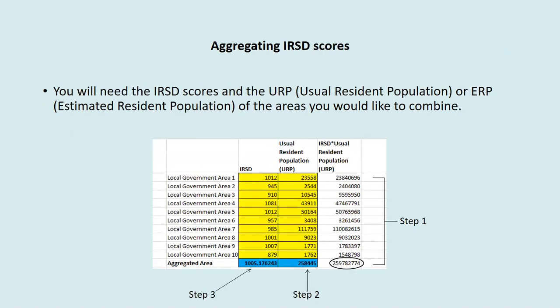Next, we will be looking at aggregating the Index of Relative Socioeconomic Disadvantage, or the IRSD scores. To do this, you will need the IRSD score and the URP or ERP, which is the usual resident population or estimated resident population of the areas you would like to combine. In this example, we're going to be using the URP. So again, we would use the example of a group of local government areas. If one of your areas does not have an IRSD score, do not include it in your aggregated data.